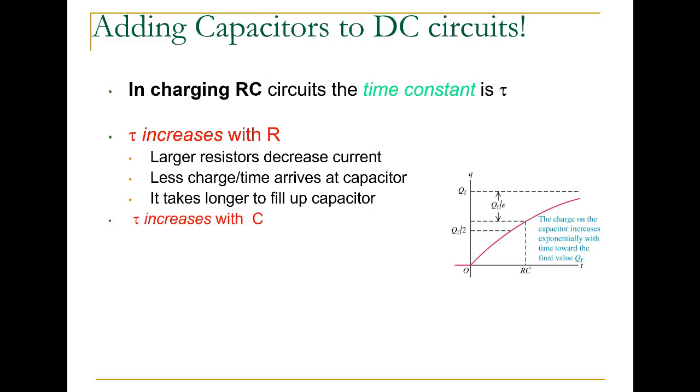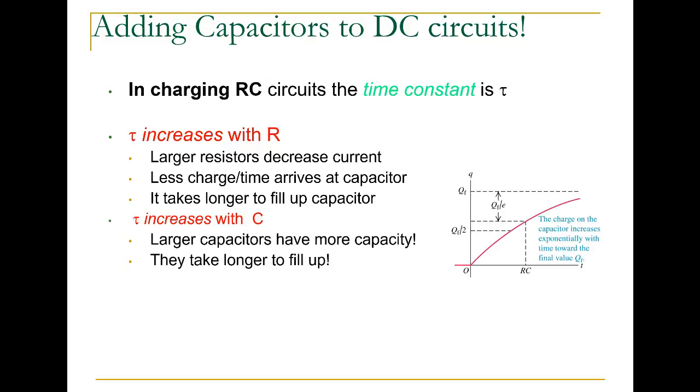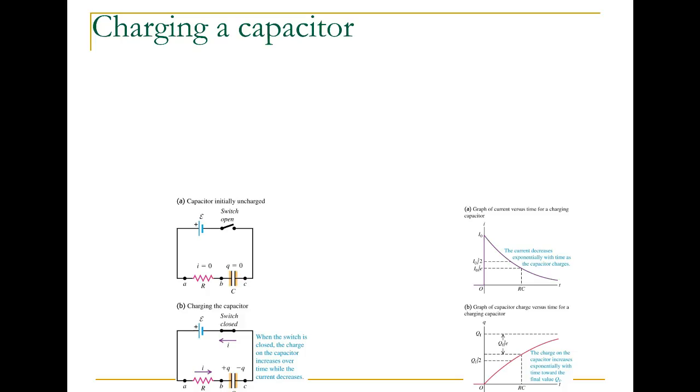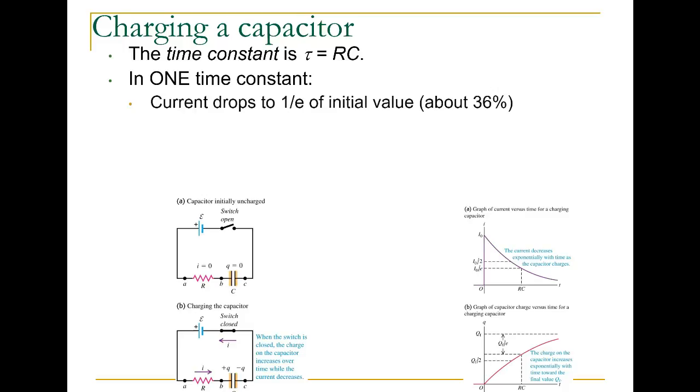Also, tau increases with capacitance. Larger capacitors have more capacity, so they take longer to fill up. Makes sense? Okay, so one more thing about charging is that this time constant tau, which is equal to RC, and in one time constant, the current drops to 1 over e, that's the exponential base, 2.72, etc. Okay, so that's e to the 1.